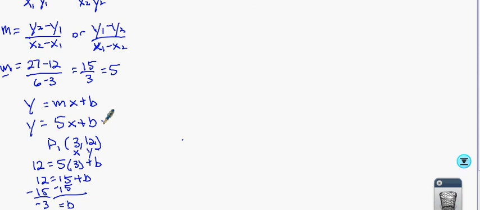So this equation then would be transformed into y equals 5x plus -3, or better yet, y equals 5x minus 3.